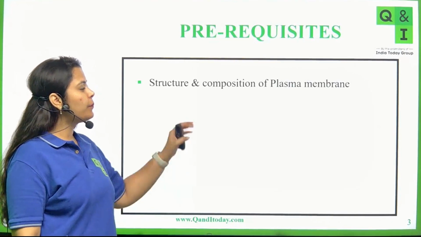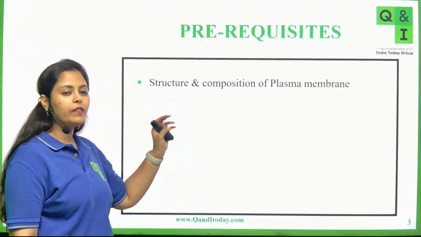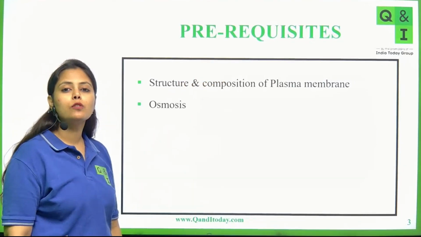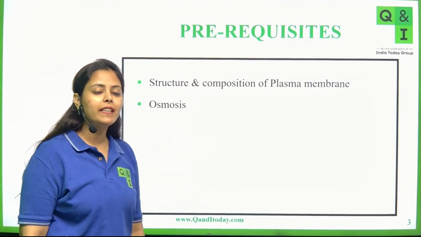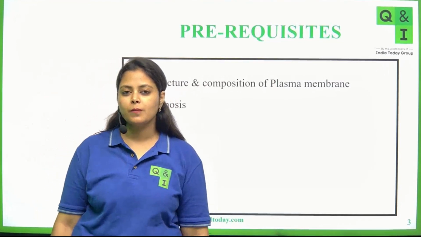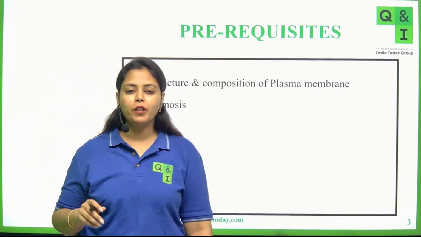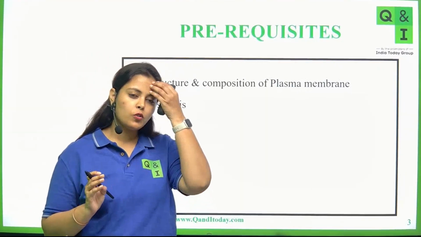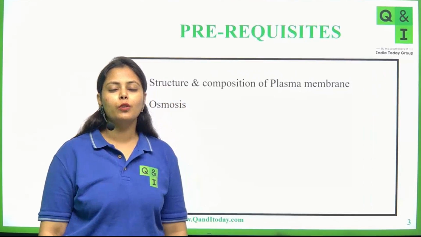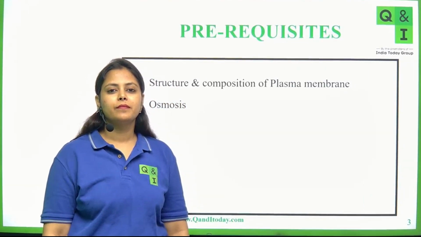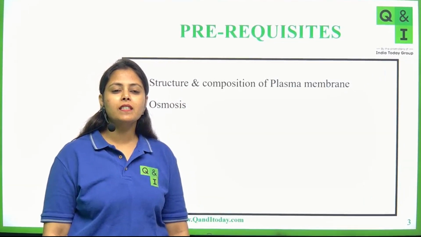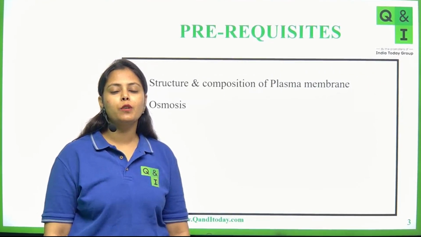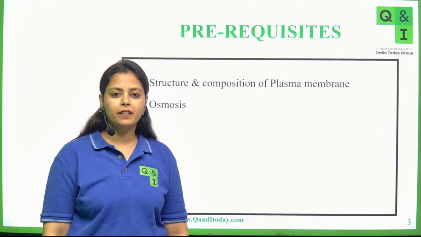The prerequisites for today's class are whatever we have studied till now: the composition and structure of the plasma membrane and also the term osmosis. Can anyone tell me the definition of osmosis? Osmosis is the movement of which type of molecules, solvent or solute? Everyone, write your answers in the chat box quickly.